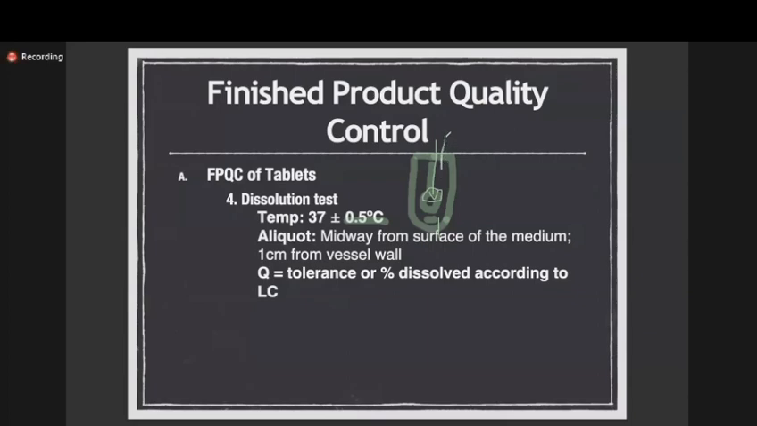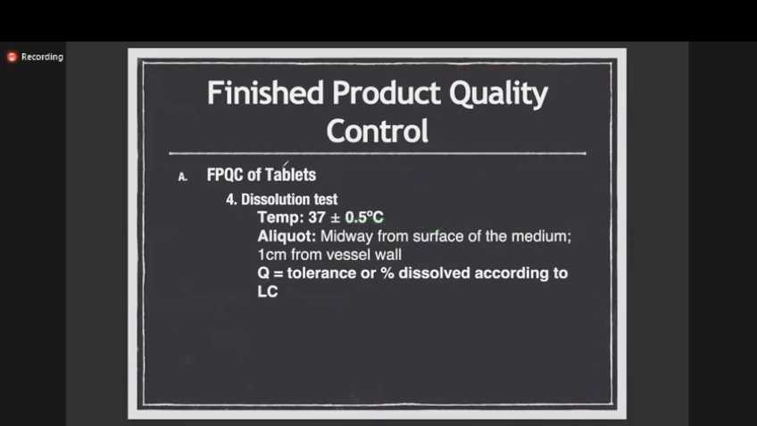Because if you sample at the top, the concentration could be very low or diluted. If you sample at the bottom, it could be very concentrated. So the most accurate point for getting the concentration is the middle. Once the tablet has dissolved into the aqueous solution, you pipette a certain amount and analyze it by HPLC or UV to determine its concentration. That is your Q, and you compare that to your Q.